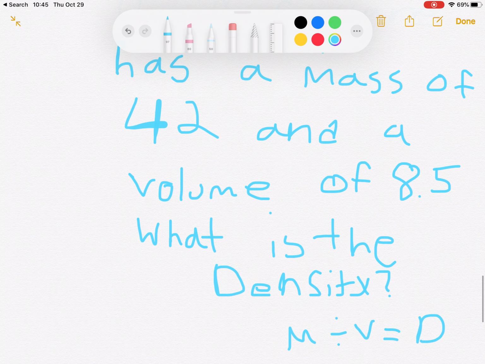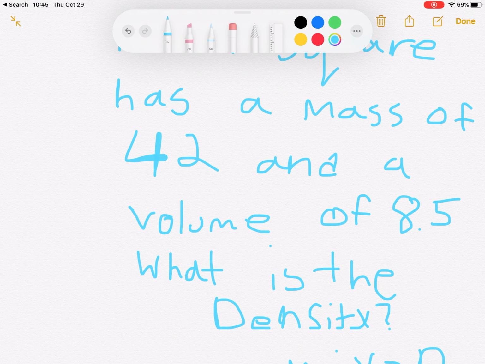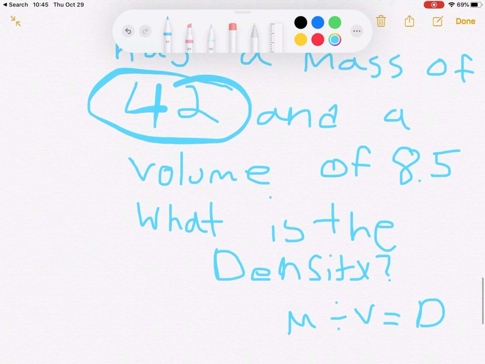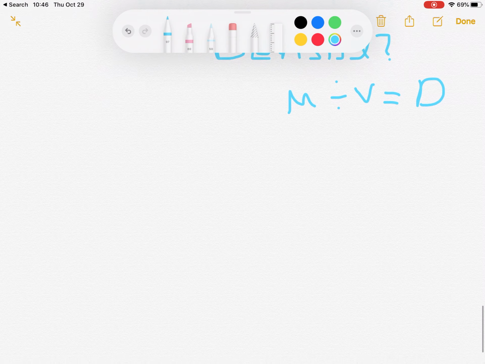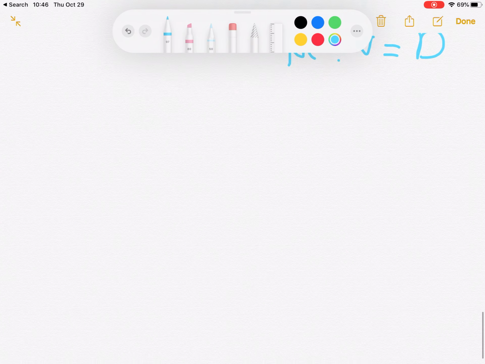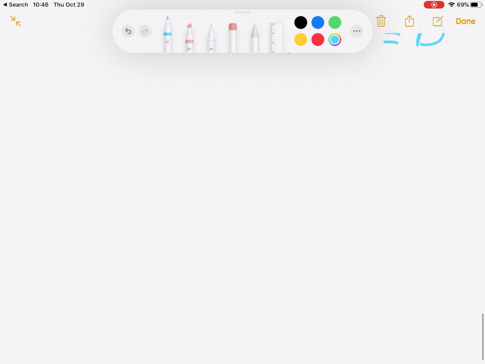So now we're going to collect our data. So the mass is 42 and the volume is 8.5. So now we're going to type in our calculator 42 divided by 8.5. And again, we'll see that we have a lot of little numbers. So we're going to round to the hundredths place, and that will equal 4.94.